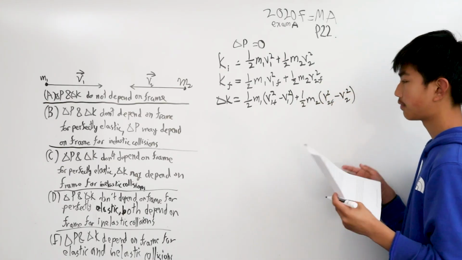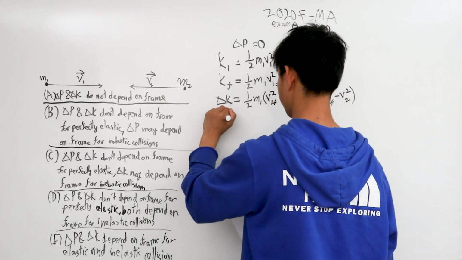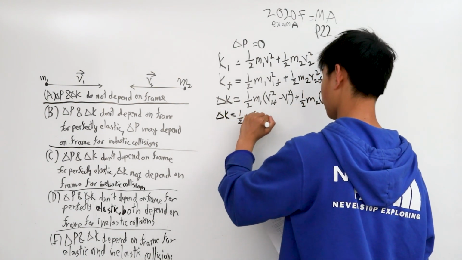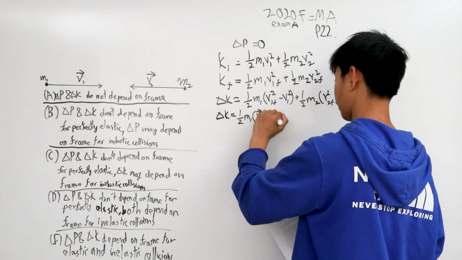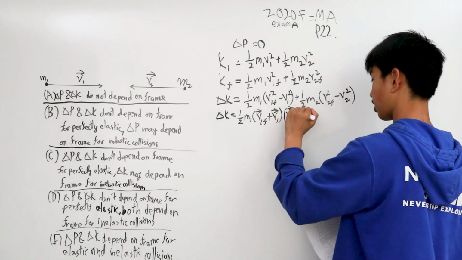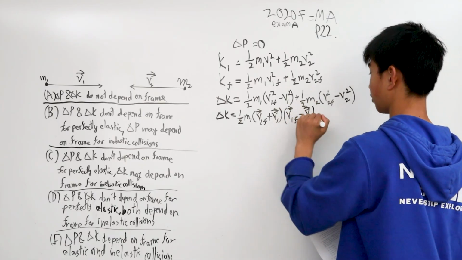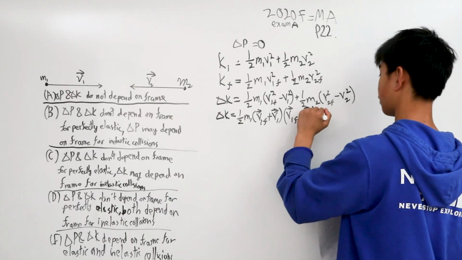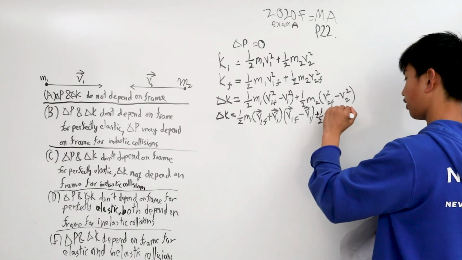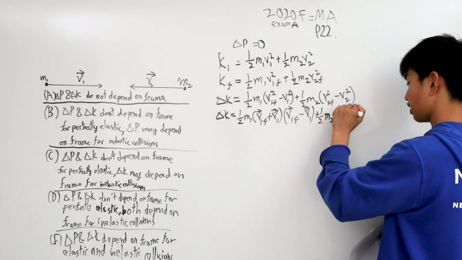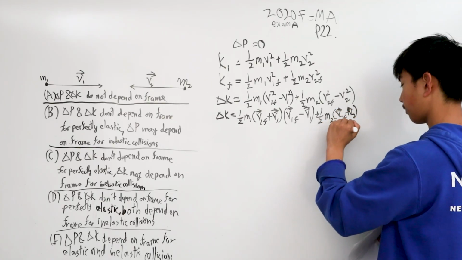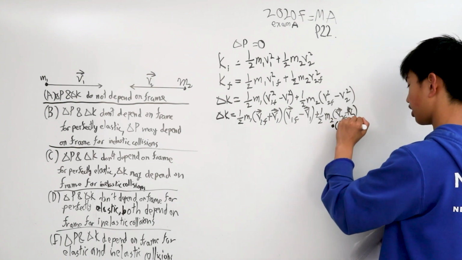We can use difference of squares to factor this out. So once we do that, this is 1/2 m1 times v1f plus v1 times v1f minus v1, and then the same goes for the second mass. So this is 1/2 m2 times v2f plus v2 times v2f minus v2.